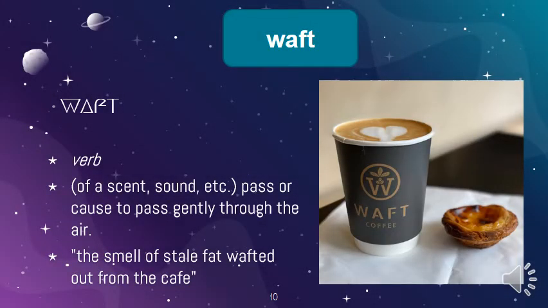Waft. Waft means, especially if we are talking about a scent or a smell or a sound, pass or cause to pass gently through the air. The smell of stale fat wafted out of the cafe. Of course, I found this picture of a cafe called Waft.